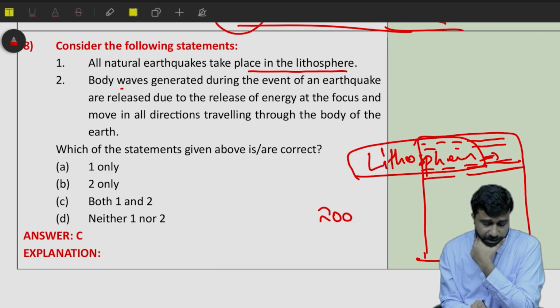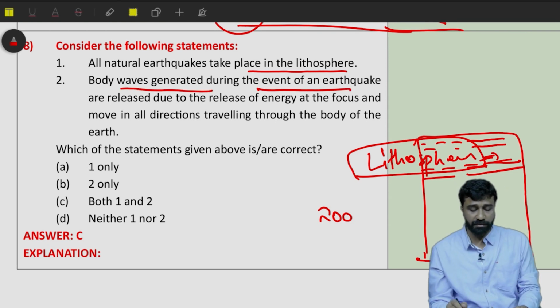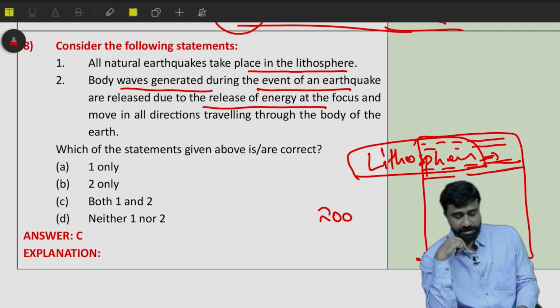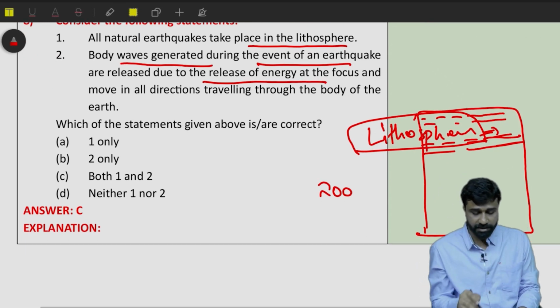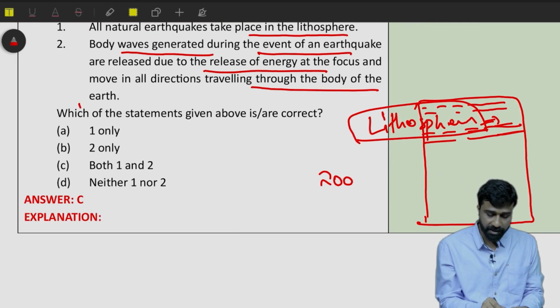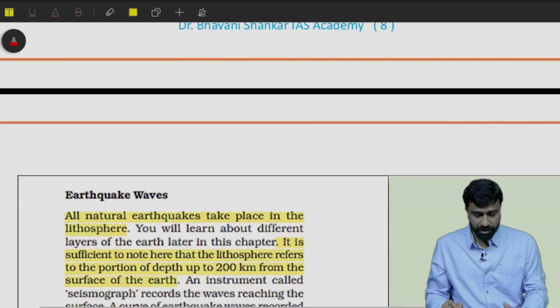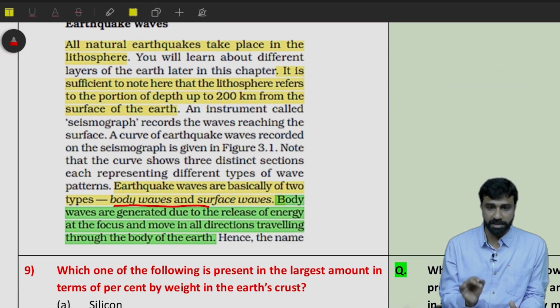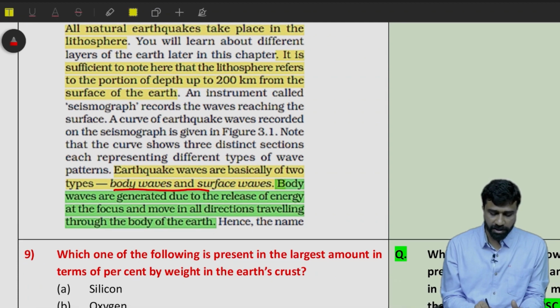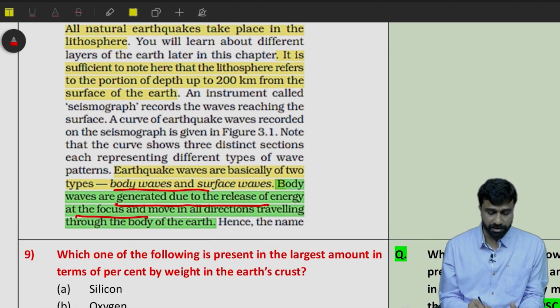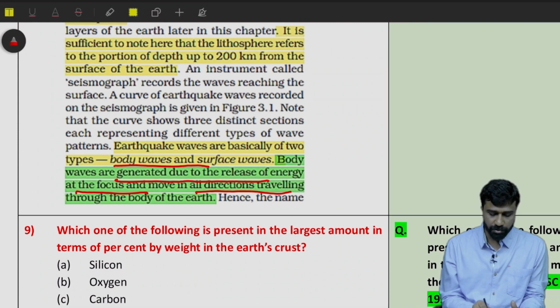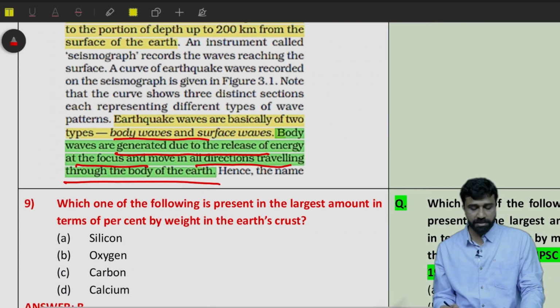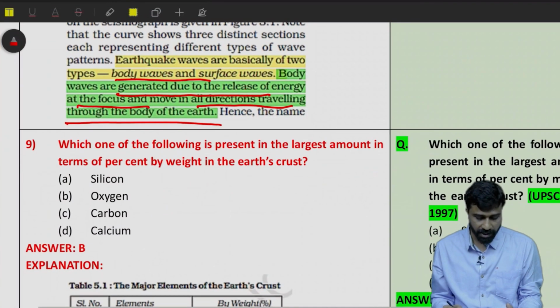And naturally, body waves generated during the event of the earthquake are released due to the release of the energy at the focus and move in all directions traveling through the body of the earth. That is true, because these earthquake waves are basically of two types: body waves and surface waves. Body waves are generated due to the release of the energy at the focus and move in all directions traveling through the body of the earth. This is a usual phenomenon in the earthquakes.